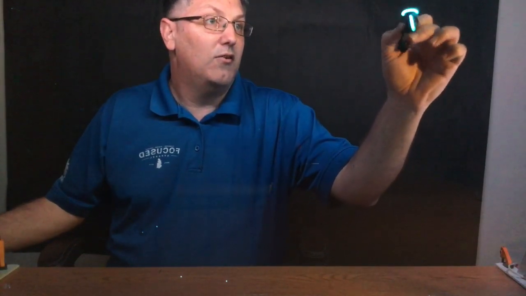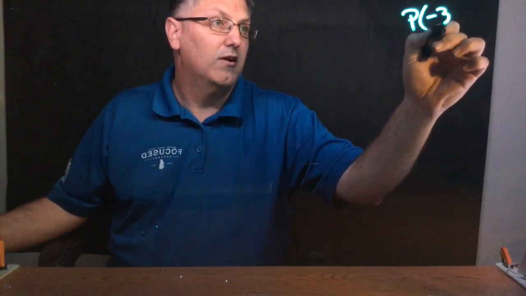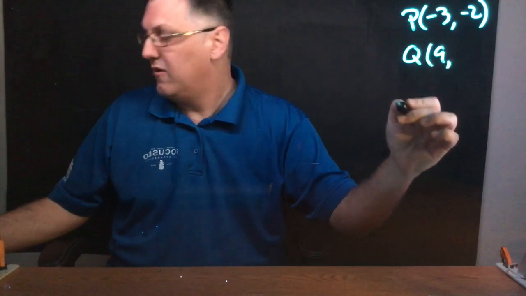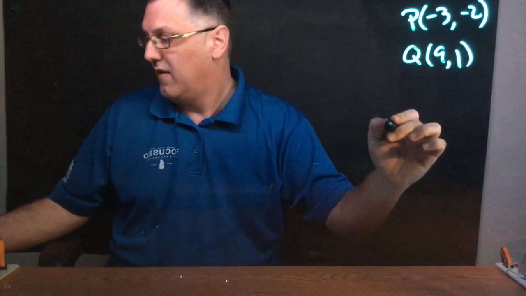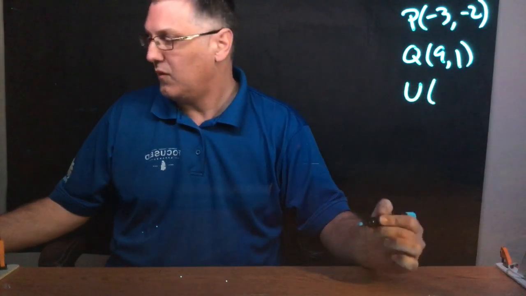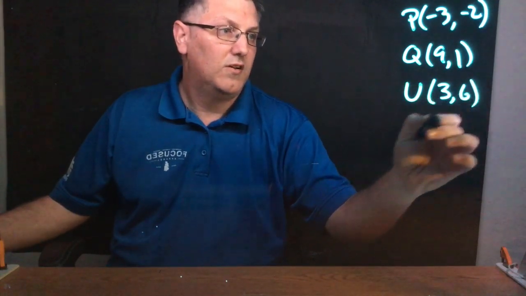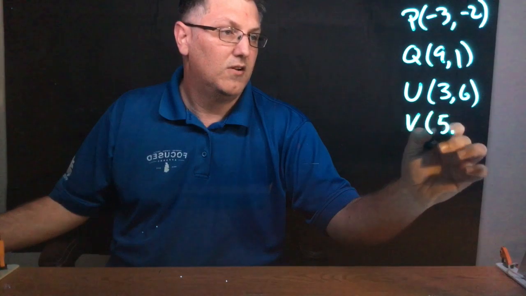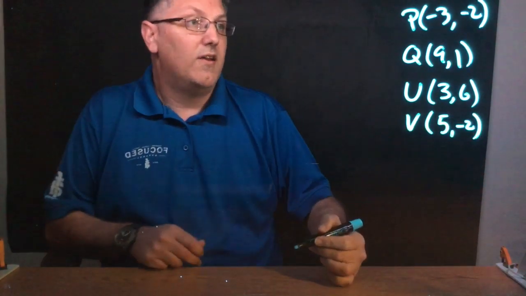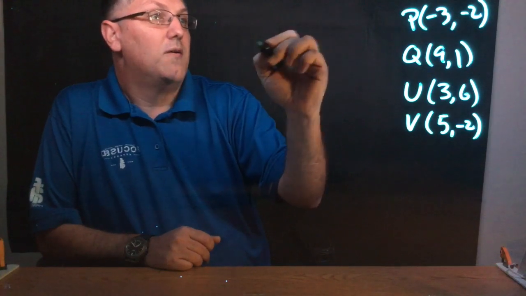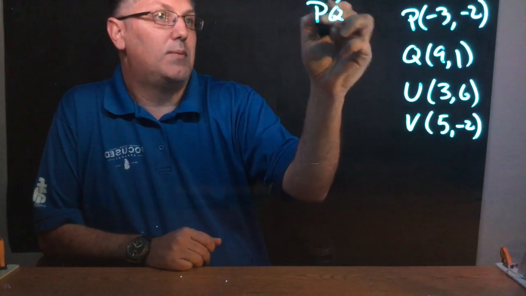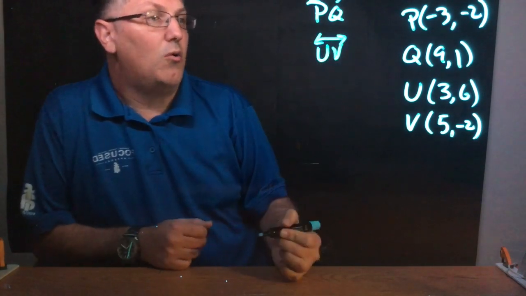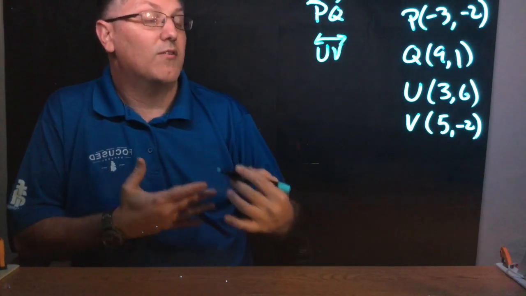In 9A, I'll give you point P as (-3, -2). I give you Q at (9, 1). I give you U, which is at (3, 6). And then I give you V, which is at (5, -2). Now I ask you if line PQ is parallel or perpendicular or neither to line UV. Well, all we need to know about this is how the slope and the relationship work.